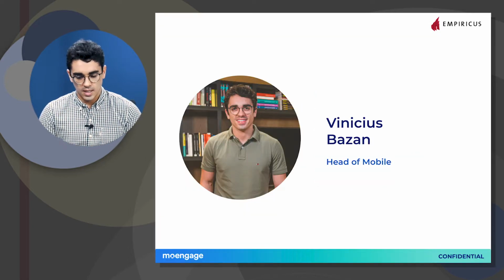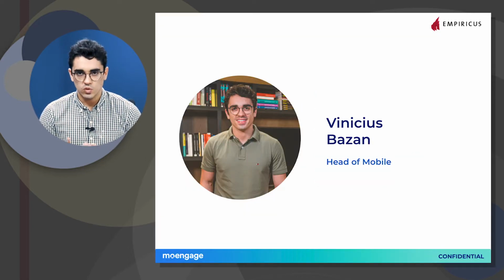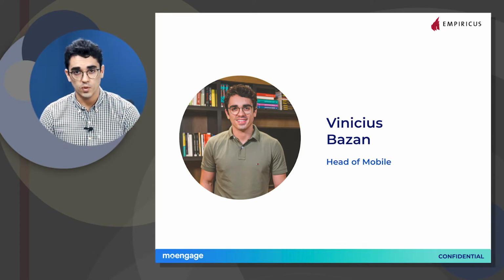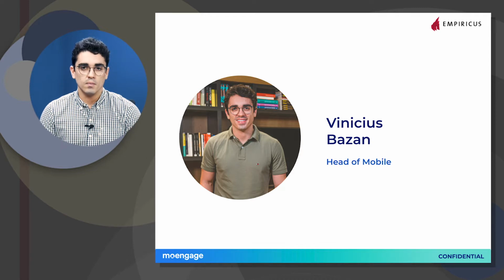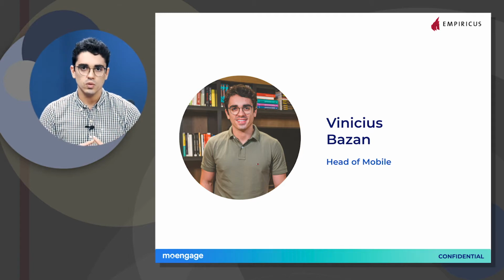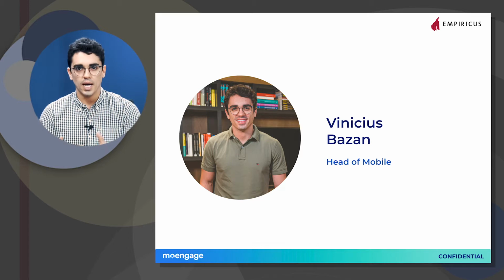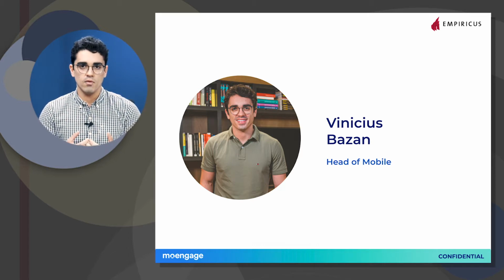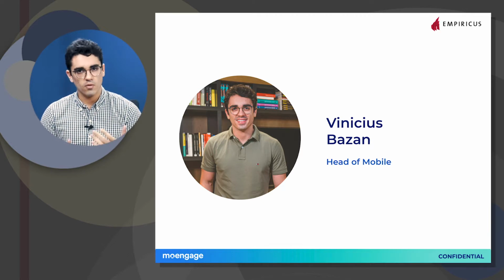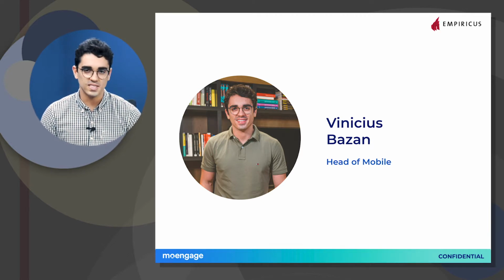So before we start, I just want to introduce myself just so you know me. My name is Vinicius. I'm head of mobile at Empiricus. We are a very big company in Brazil dedicated to financial education and information to provide users with great recommendations on what to buy in the market so that they can be very good investors. I've been at Empiricus for about 4 years. I've been doing a lot of different stuff here.